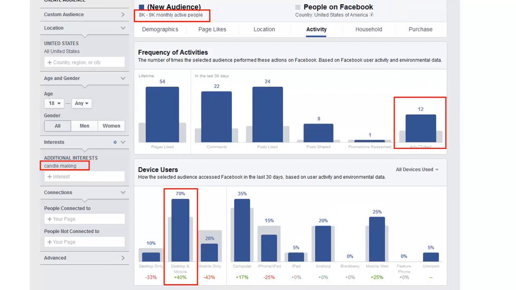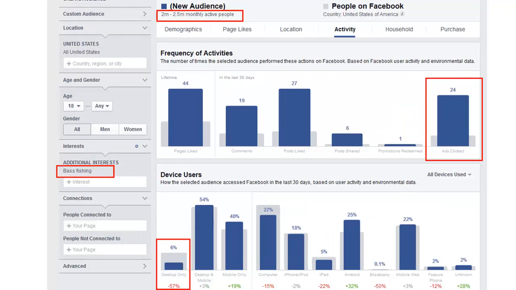If I talk to candle makers, I know they're less likely to click on my ads, but they're more likely to comment on my things, more likely to like my pages and my posts. Whereas these guys here are far less interactive. They leave far fewer comments, but they're more likely to click ads. Now that is very, very useful information. There's so much information in Facebook Insights. Basically, all the information you need is right there.